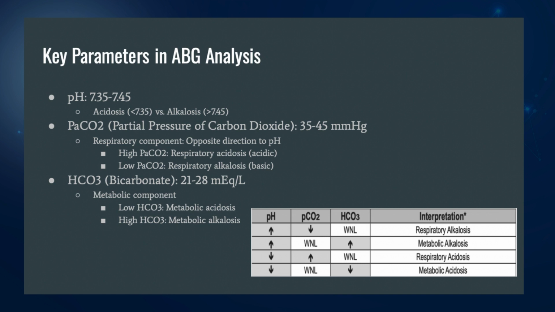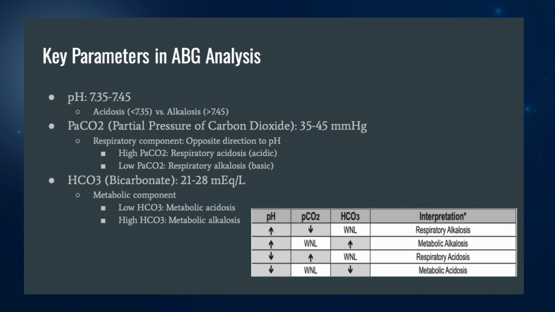Deviations from this range can indicate a metabolic acidosis or alkalosis. So a lower bicarbonate suggests metabolic acidosis, while a higher bicarbonate suggests a metabolic alkalosis.